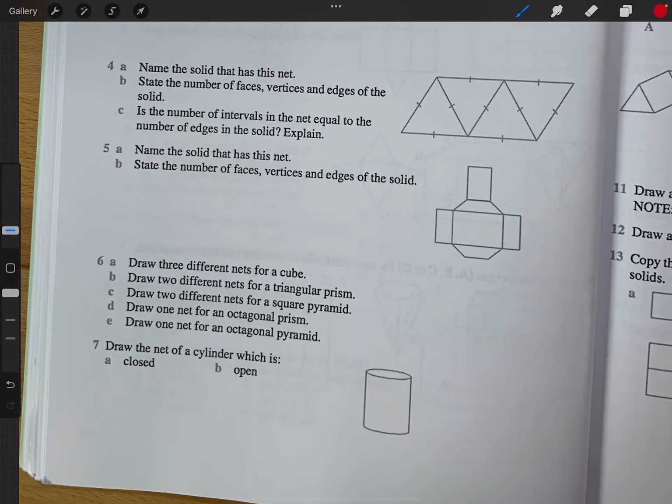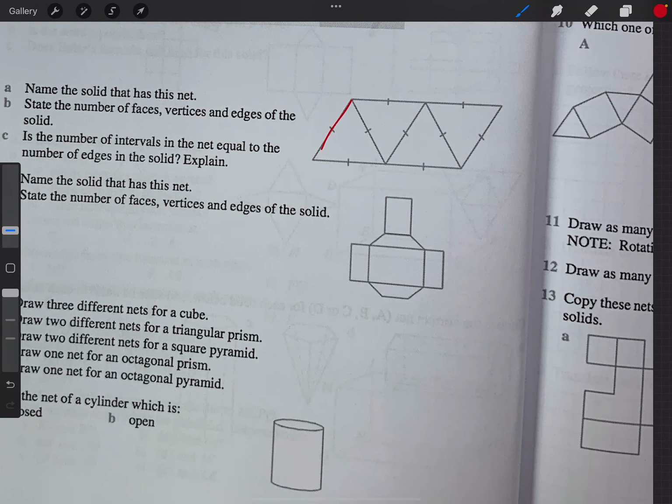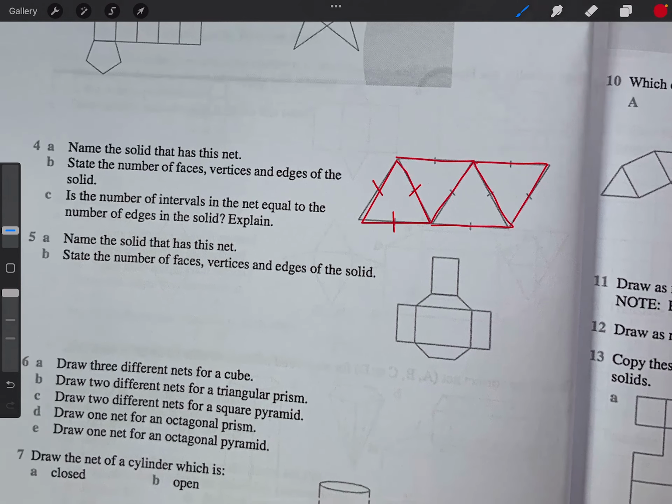Question 4. Name the solid that has this net. Now, this net has what kind of triangle? Well, all the sides are equal, so therefore this is an equilateral triangle. When you fold this up, you're going to get a triangular pyramid, right? If you fold it up, you're going to get a triangular pyramid.